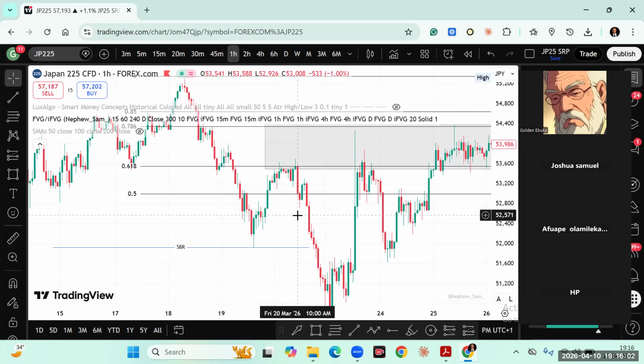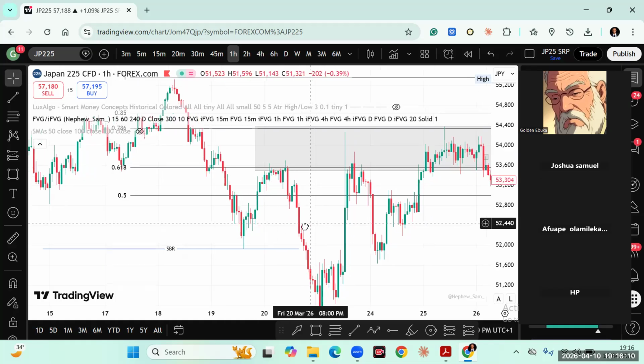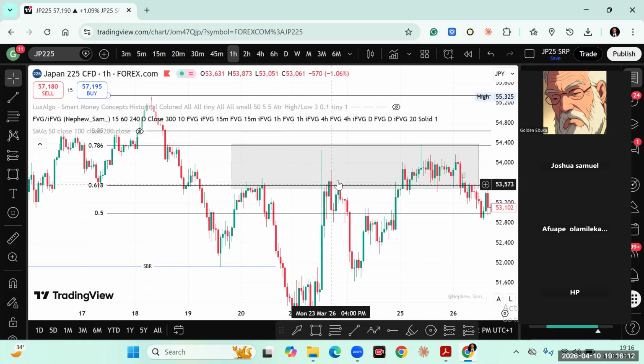So unmitigated POI: the first time, this key level is fresh. Price has not used it before. Every other time price came back here, it is mitigated, but still price used it.